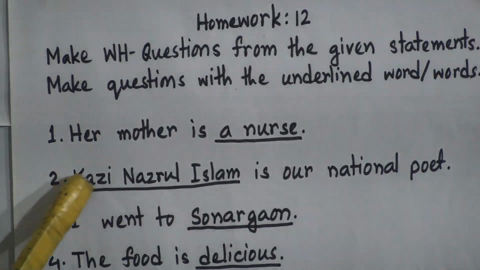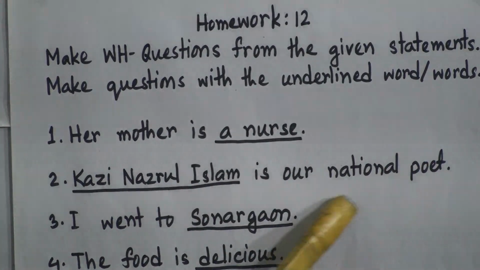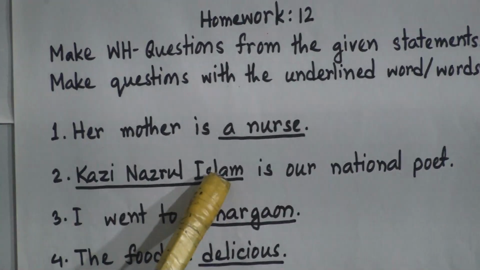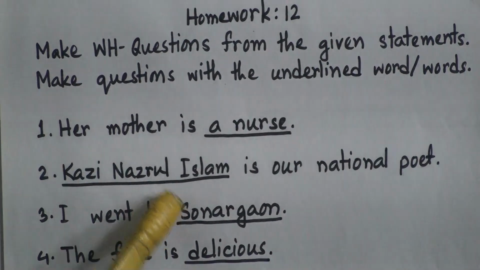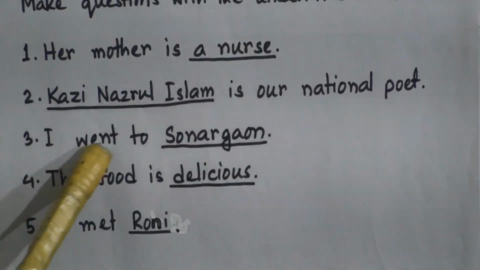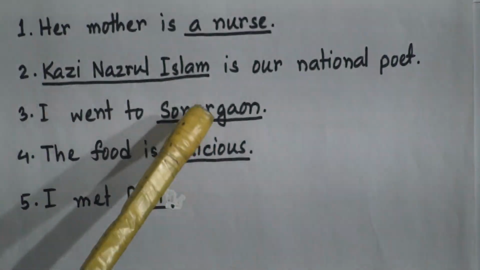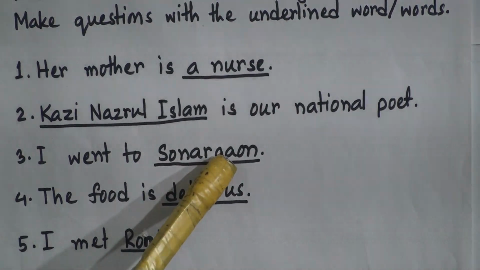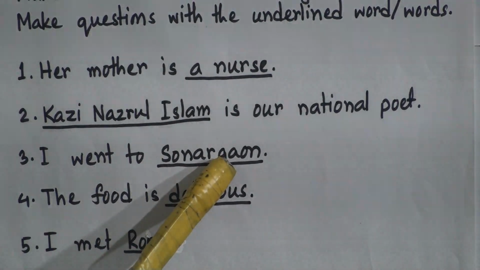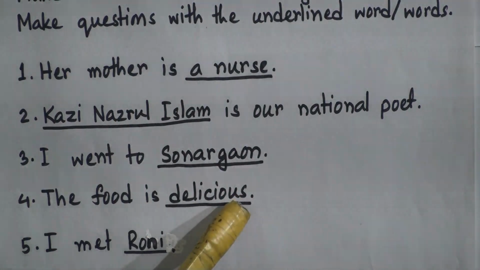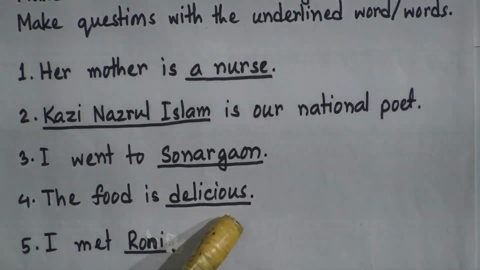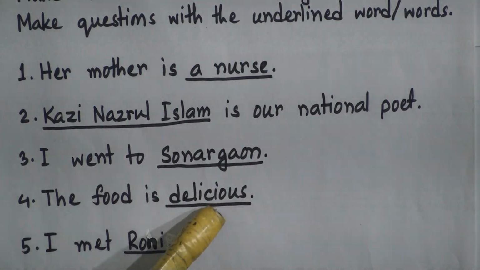And now number 2, Kazi Nazrul Islam is our national poet. That means we want to know about the person, we want to know about the subject. So we will start your question with who. Number 3, I went to Sonargaon. That means you want to know about the place. So you will start your question with where. Number 4, the food is delicious. That means you want to know about the taste of the food. So you will start your question with how.